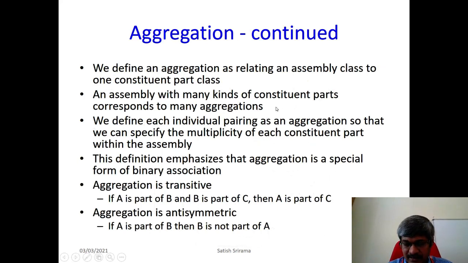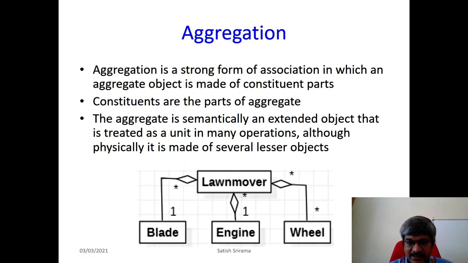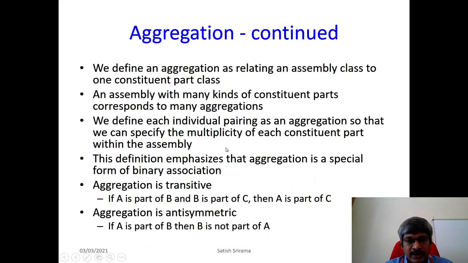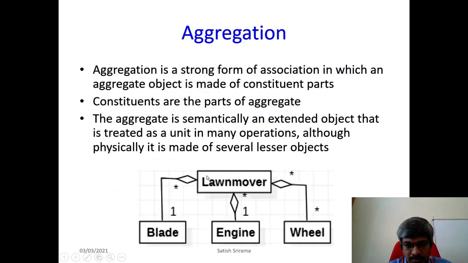So in the previous example, we are seeing three different aggregations here: aggregation 1 between lawnmower and blade, aggregation 2 between lawnmower and engine, and aggregation 3 between lawnmower and wheel. That's what that concept means. We define each individual pairing as an aggregation, so that we can specify the multiplicity of each constituent part with the assembly. More or less, this definition emphasizes that aggregation is a special form of binary association.